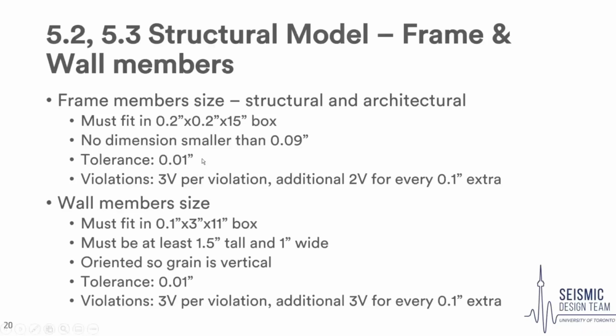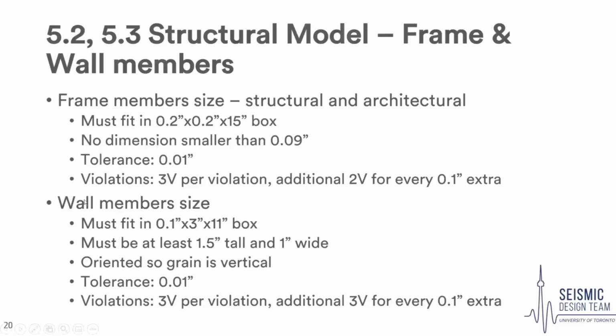And then, as I said, you get 3 Vs, which is basically 3 times $1,500 per violation, and then every 0.1 inch extra. So if you had a frame member that was 0.21 by 0.2 by 15 inches, you're going to get 3 Vs. If you had a frame member that's 0.3 by 0.2 by 15, you'd get the additional 2 Vs, and so on for every 0.1 inch extra.